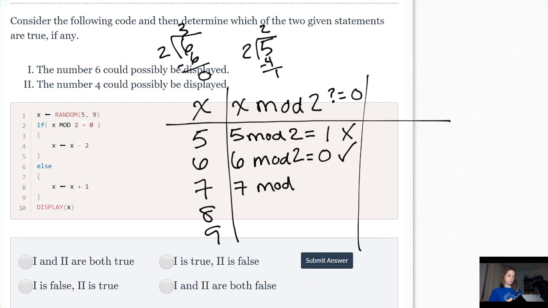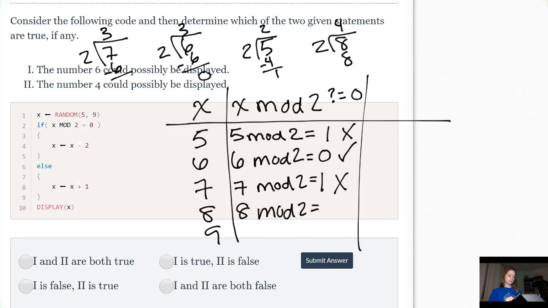7 mod 2. 7 divided by 2 goes in 3 times, 2 times 3 is 6, with a remainder of 1. 8 mod 2. 8 divided by 2 goes in 4 times with no remainder, so that is 0. And 9 mod 2. 9 divided by 2 goes in 4 times with a remainder of 1.